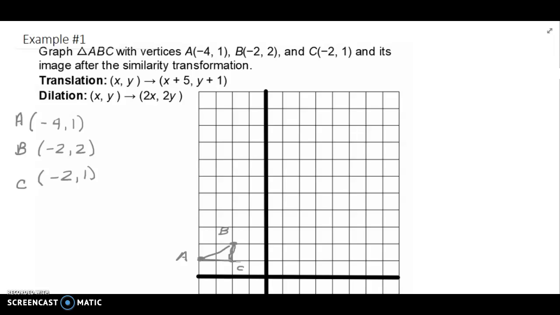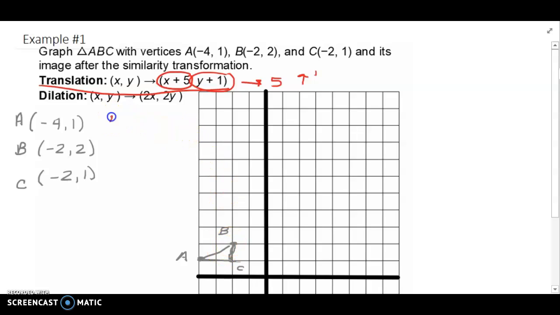All right, let's look at example 1. Okay, so we want to graph ABC, which I've already done, and it gives you the coordinates. Okay, then it looks like we're going to translate it, and then we're going to dilate it. So let's translate it first. Now when I say translated, xy goes to x plus 5, y plus 1, this tells me I'm going right 5, and this tells me I'm going up 1.